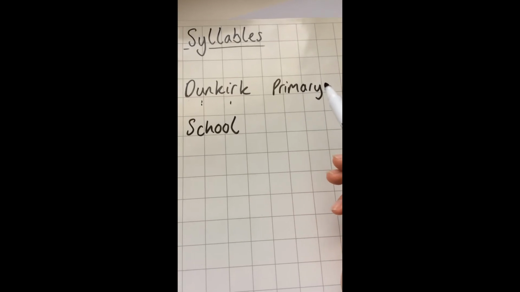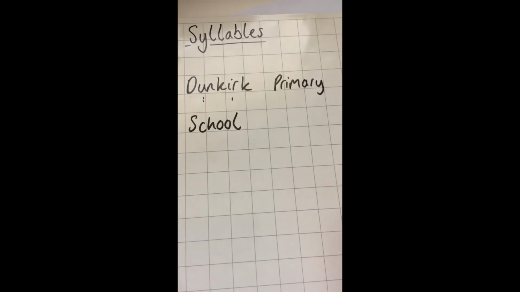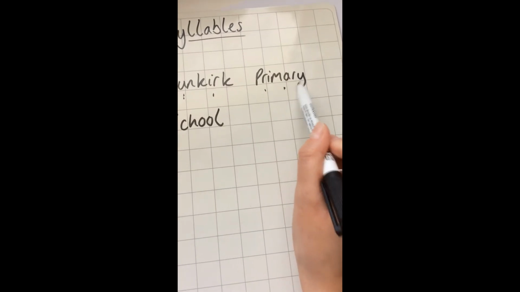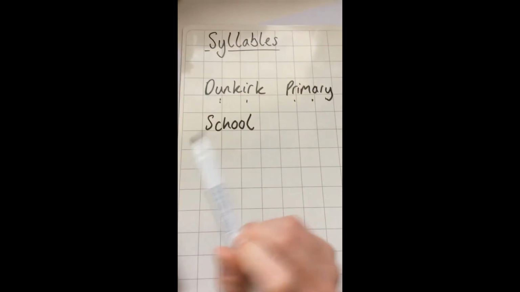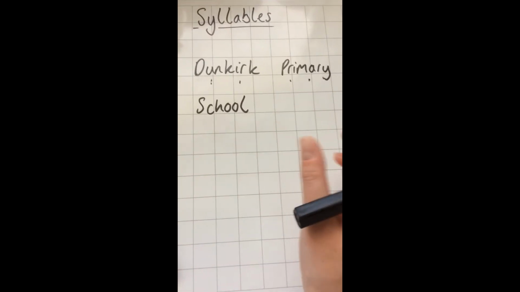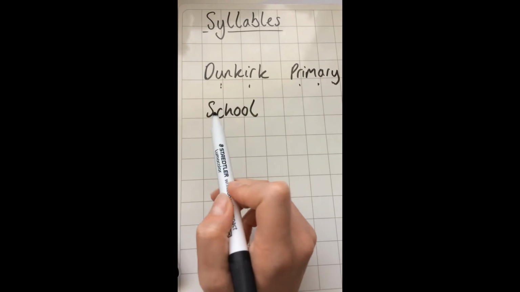Primary. Now when I say primary, I say that with 3 beats. So primary, just like that. School. Well, I don't say that with 2 syllables. I don't say school. I say school. So that just has 1 syllable.